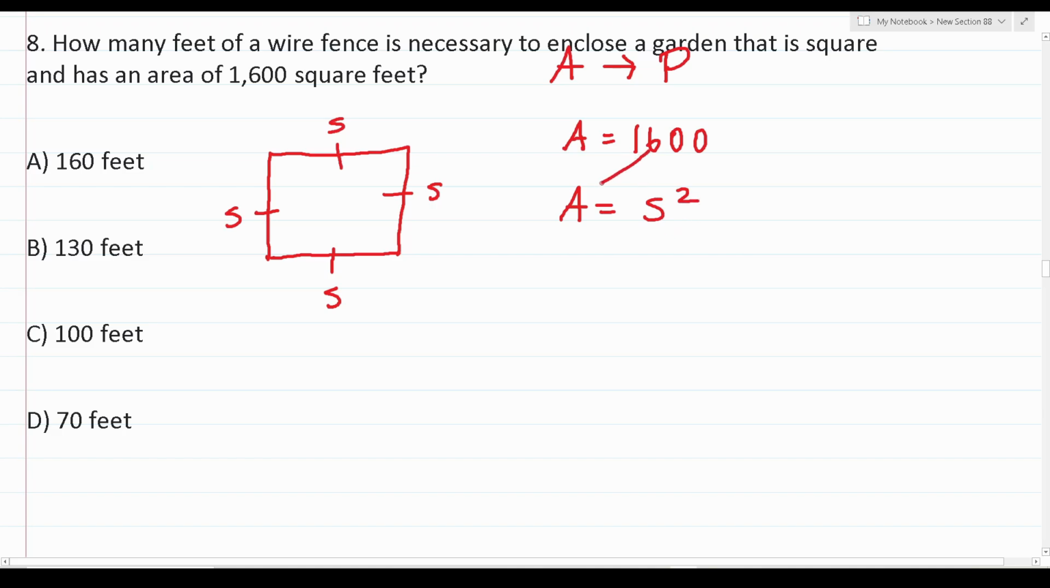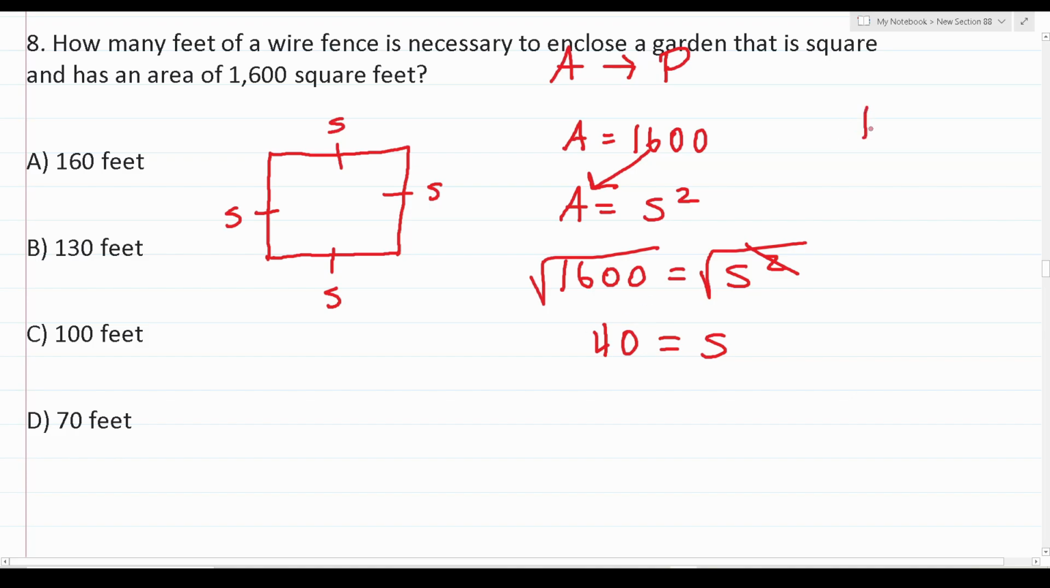We know what A is. It's 1,600. So let's go ahead and write that in. 1,600 equals S squared. Let's go ahead and take the square root of both sides. This crosses out here. What is the square root of 1,600? Do we know that? Should be 40. And let's just verify that. Again, if 40 times 40 is 1,600, then we know that's correct.